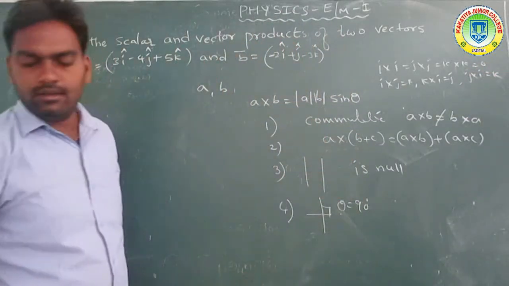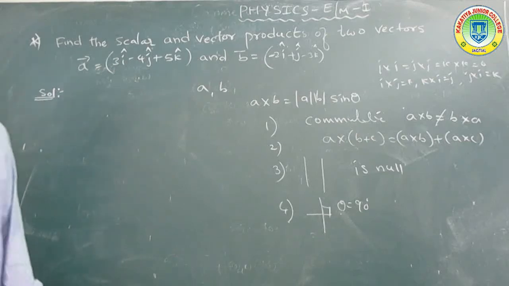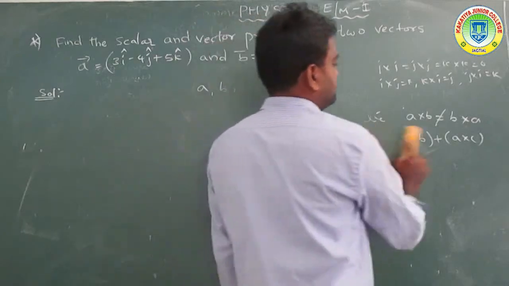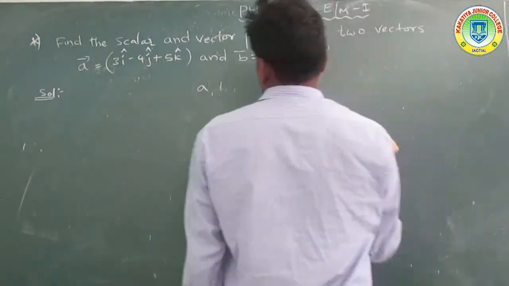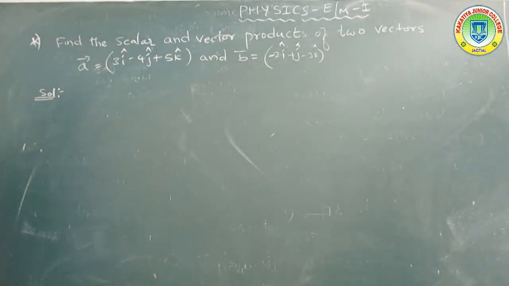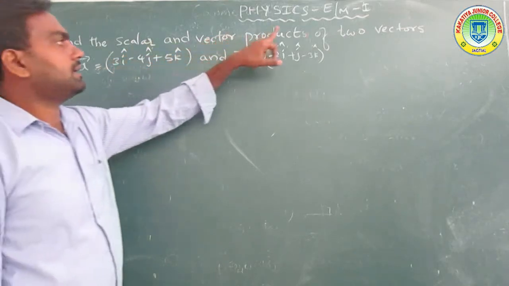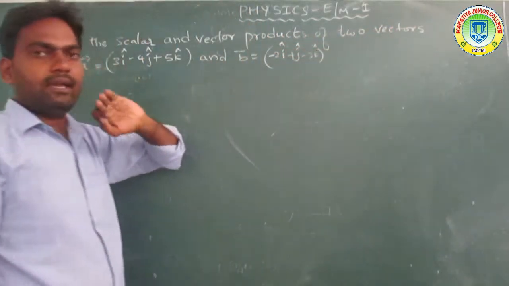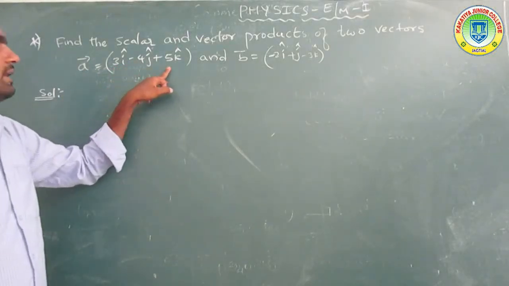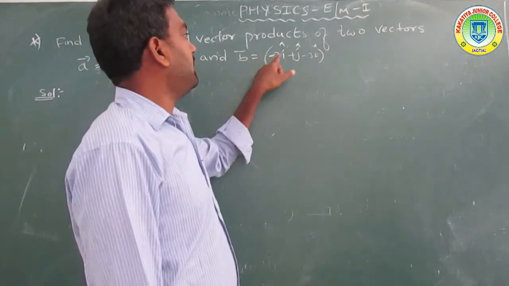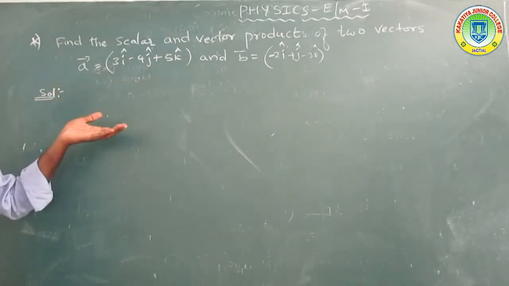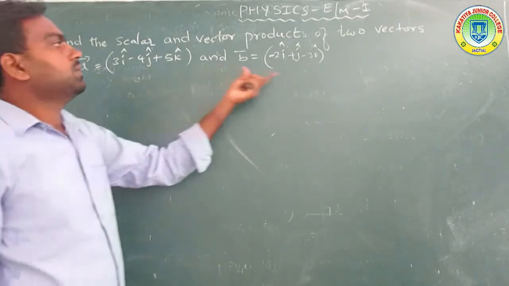So that completes the study of the last class: the vector product and its properties. Today we will discuss how to find the scalar product and the vector product of two vectors. Given two vectors, A equal to 3i minus 4j plus 5k and B equal to minus 2i plus j minus 3k, find the scalar product and the vector product of the given vectors.